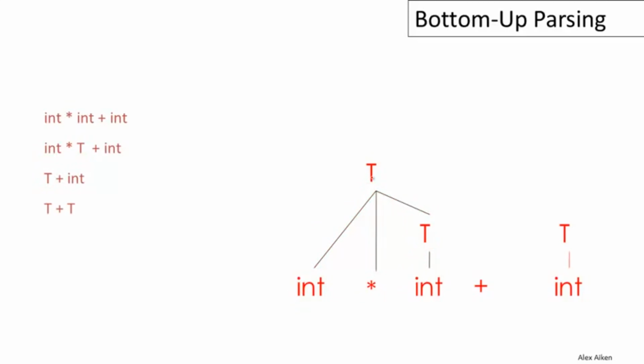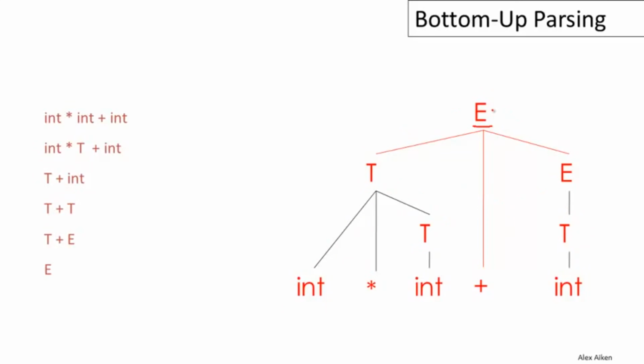And the next reduction takes the int at the far end of the input and reduces it to t. And that gets reduced to e. And then at the very end, the three remaining subtrees are all pasted together into one parse tree for the whole thing with the start symbol as the root.